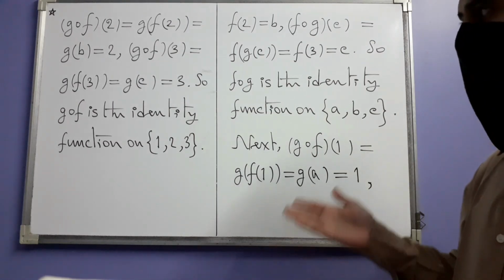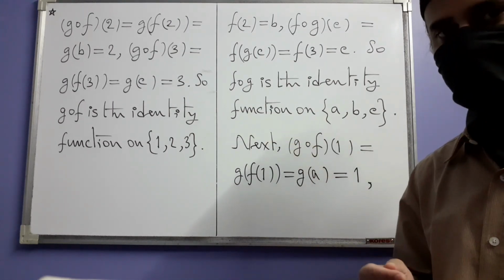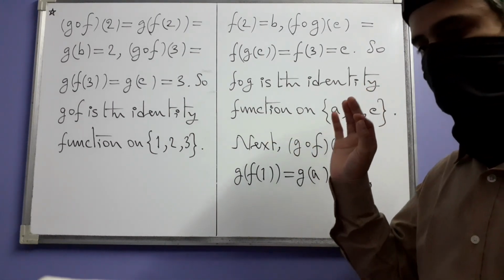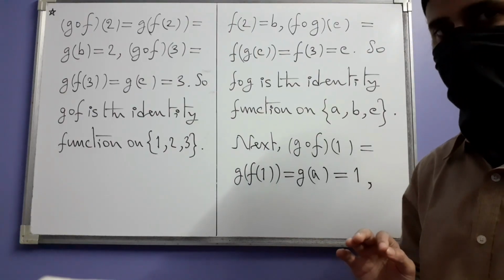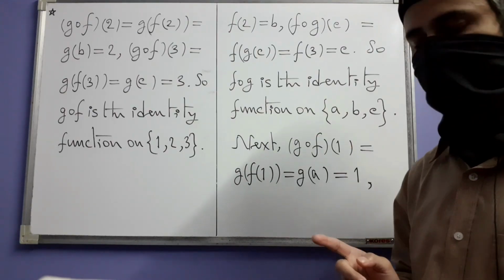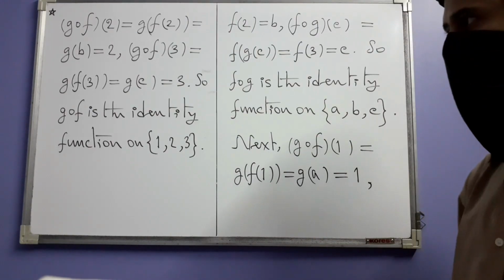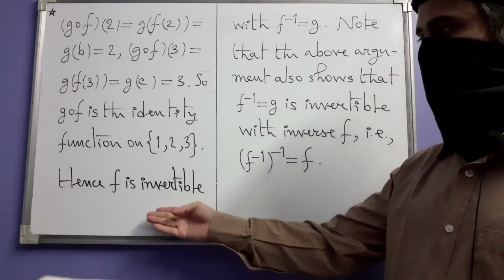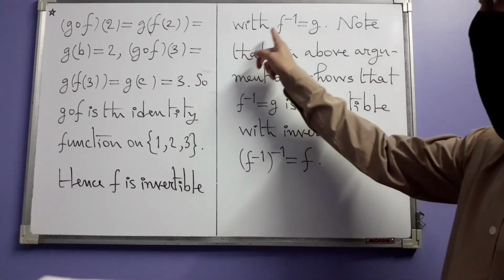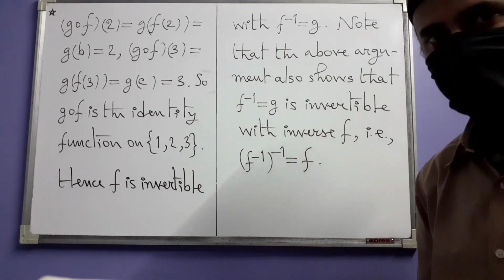So that's it. These two things let you conclude that our function f is invertible, and not just that, the inverse of f is g. So we write the conclusion like this: hence f is invertible with f inverse equal to g.